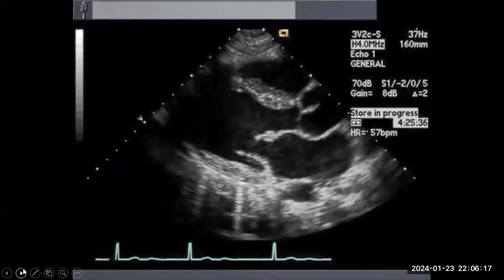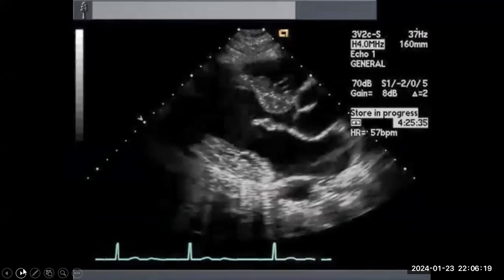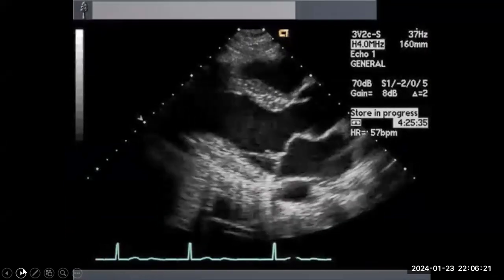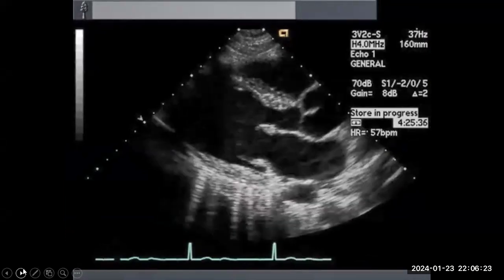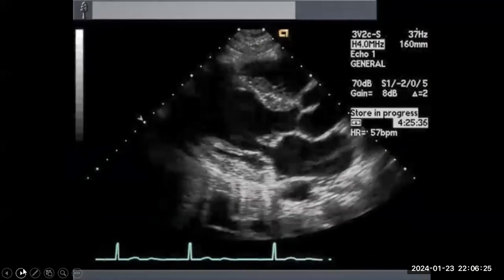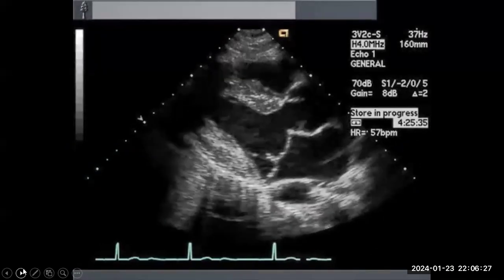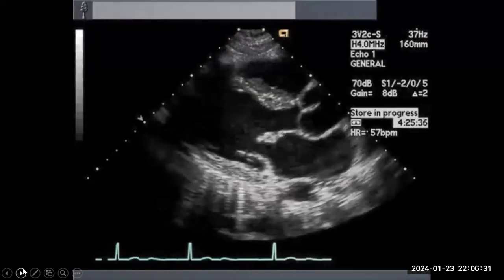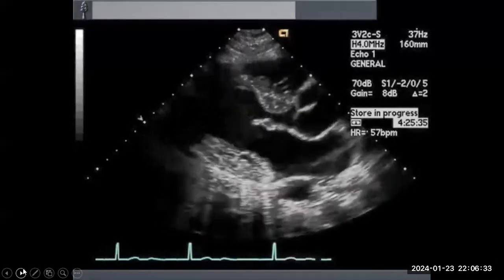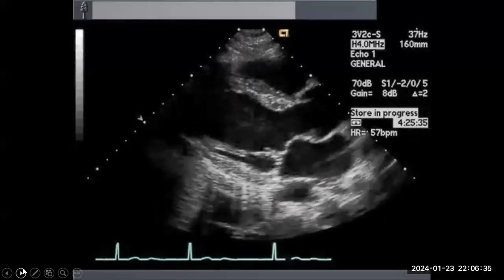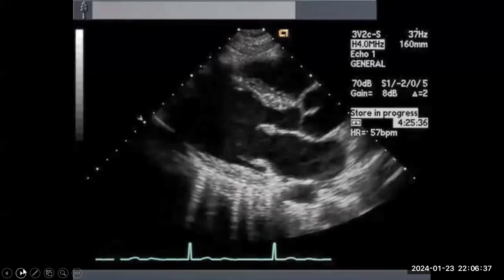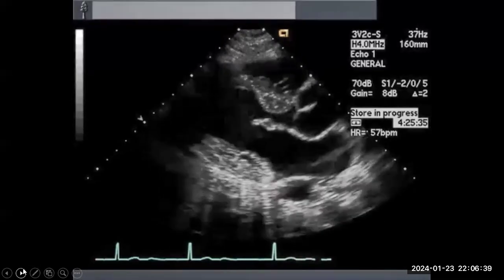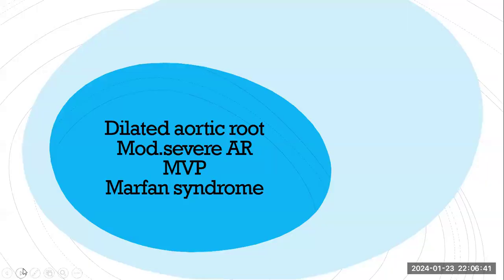So putting all these together: presence of a significantly dilated aortic root, severe or moderately severe aortic regurg, and bileaflet mitral valve prolapse. So you are talking about a connective tissue disease, am I right? Yes. So in the coding sheet, what you have is Marfan. All these features together favor Marfan syndrome. Thank you, Doctor.